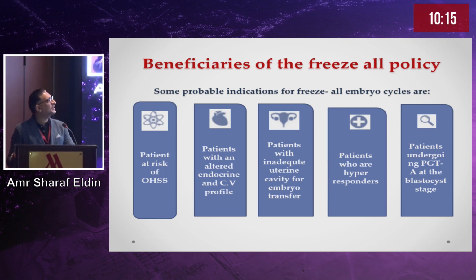Some probable indications for a freeze-all embryo cycle: patients with high risk of ovarian hyperstimulation syndrome, patients who are hyper responders, patients with altered endocrine and cardiovascular profile, patients with inadequate uterine cavity during a cycle of ovarian stimulation, and patients undergoing pre-implantation genetic tests for aneuploidy.